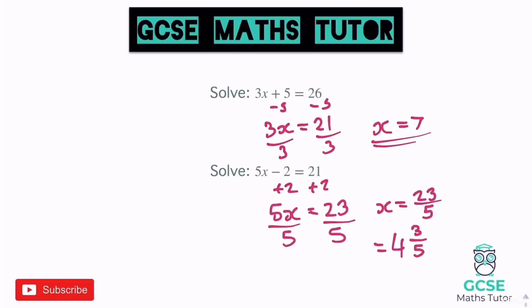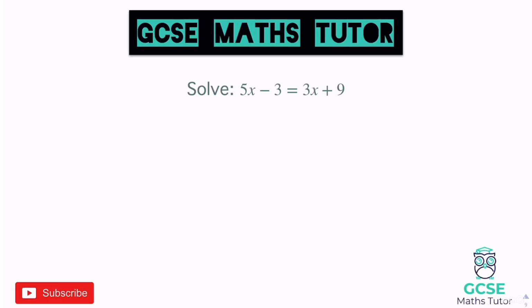Or I could even write it as a decimal. I could type that into my calculator and turn it into a decimal, but it's fine to leave it as a fraction. 4 3/5 is my answer. So here's one where we've got x on both sides of the equation. So in order to make this look like one of the equations from before, we want to get rid of x from one of the sides.